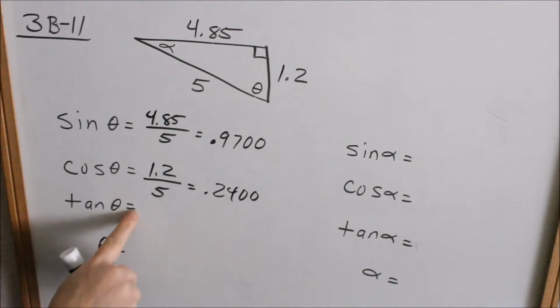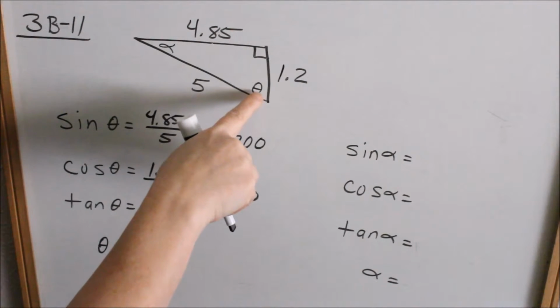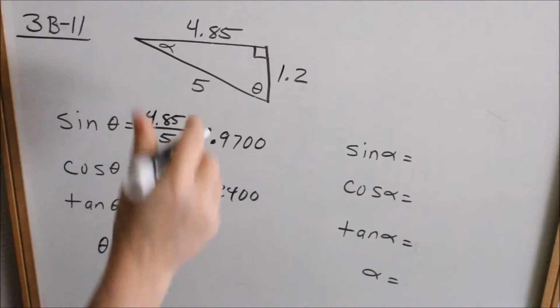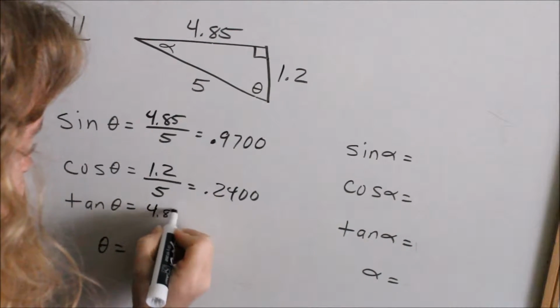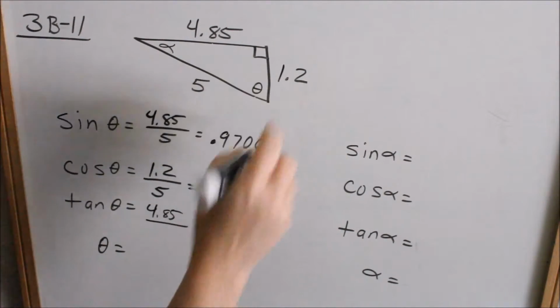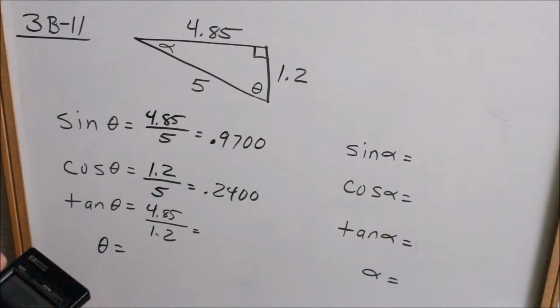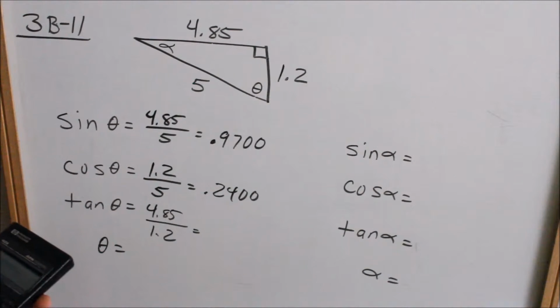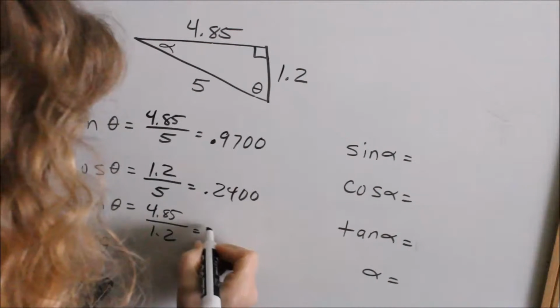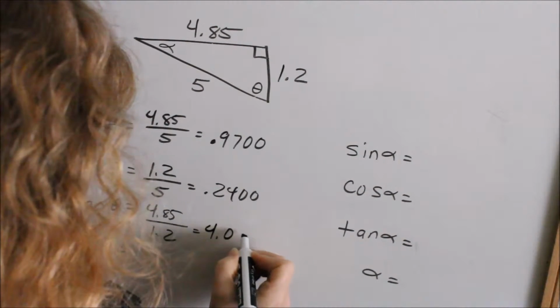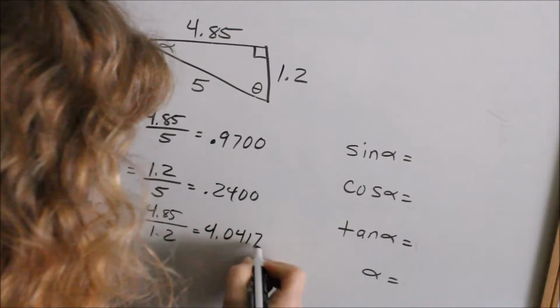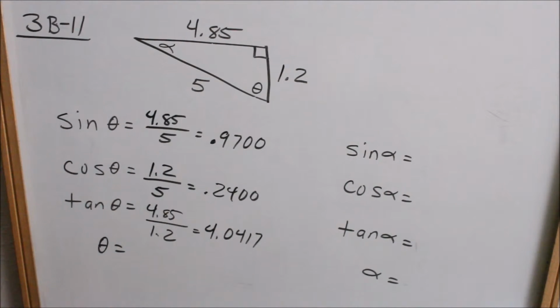Now let's do tangent theta. I'm standing at theta. Tangent is opposite over adjacent. The side opposite of me is 4.85. The side adjacent to me, 1.2. Now let's turn that into a decimal. And that was 4.0417, rounding to 4 decimals.